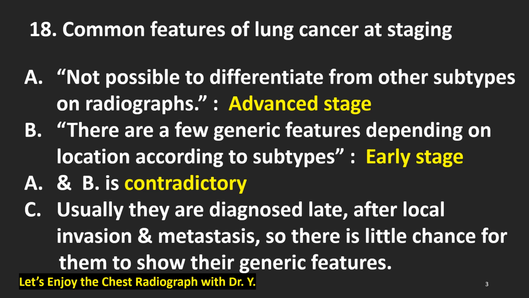Session 18: common features, usual features of lung cancer at staging. A. I have told you in the previous session that lung cancer subtypes are not possible to differentiate on radiographs. And B, I also told you there are a few generic features depending on location according to subtypes. These A and B are absolutely contradictory. A is not possible to differentiate the subtypes. B is possible to differentiate the subtypes. What's wrong? What happened?